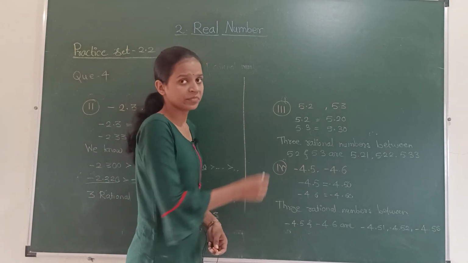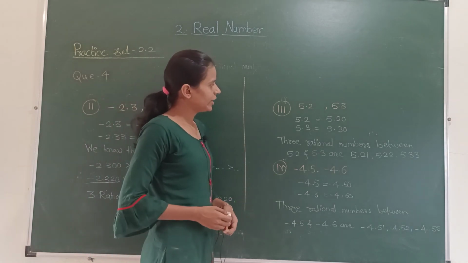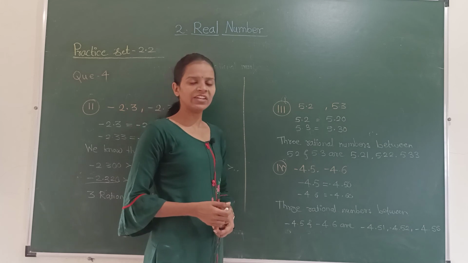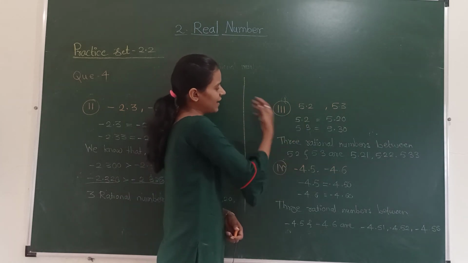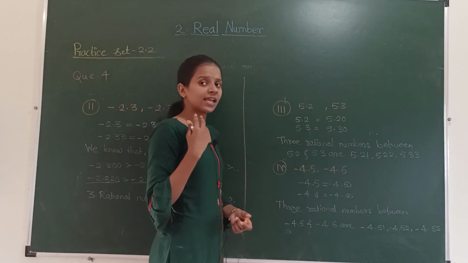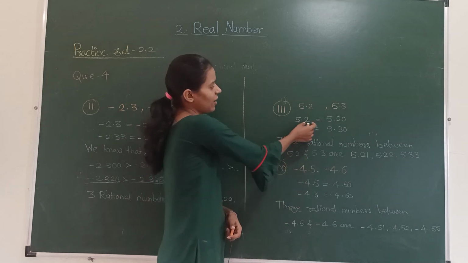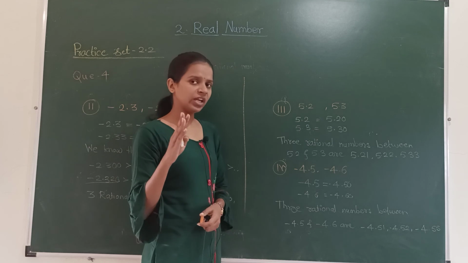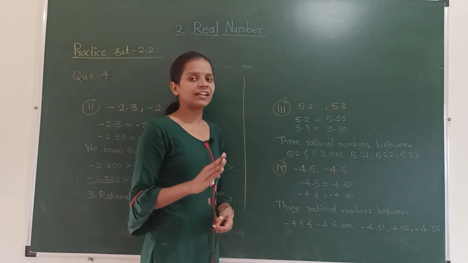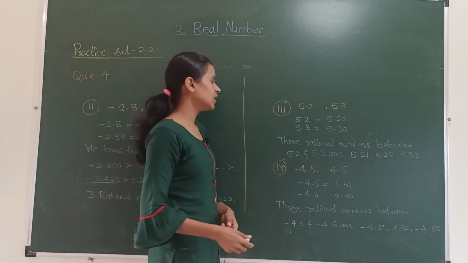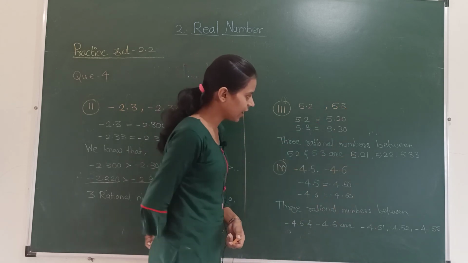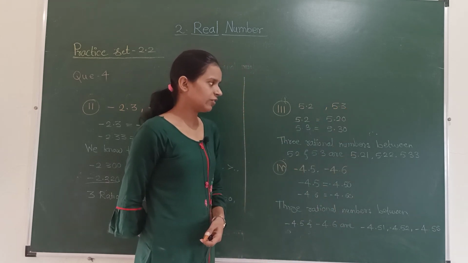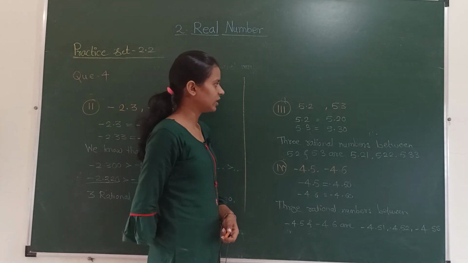See the next one, the third example, 5.2 and 5.3. We will solve it same as before. You can use any of the methods you want. 5.2 we can write as 5.20 and 5.3 we can write as 5.30. Therefore, three rational numbers in between 5.2 and 5.3 are 5.21, 5.22 and 5.23.